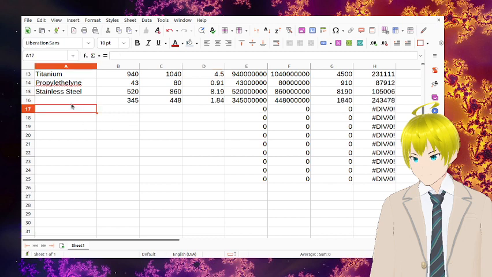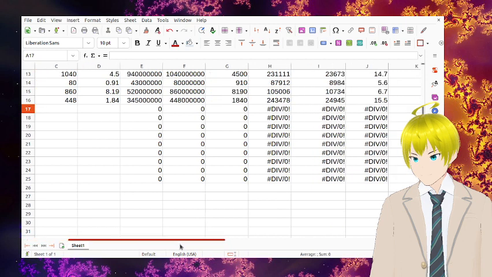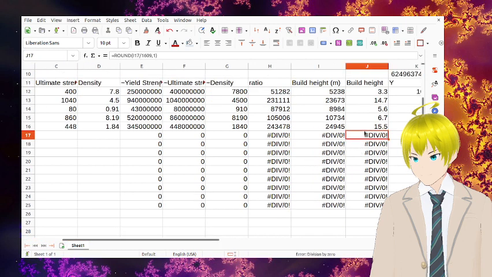And then this is beryllium. So how high can you build with beryllium? 15 miles. Pretty good, huh? Pretty good. Still not a space elevator. But yeah.